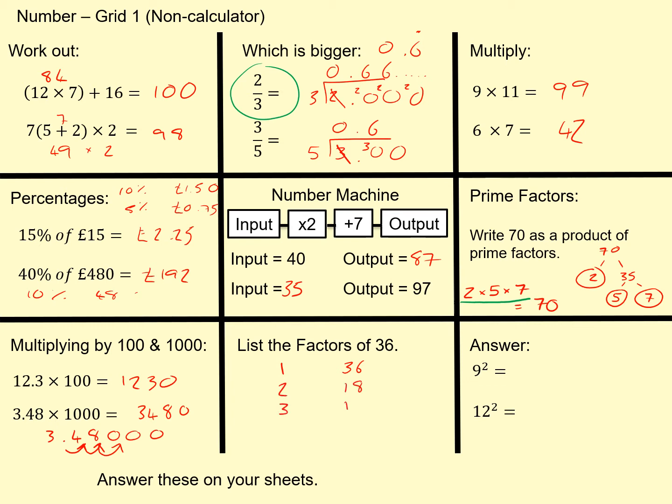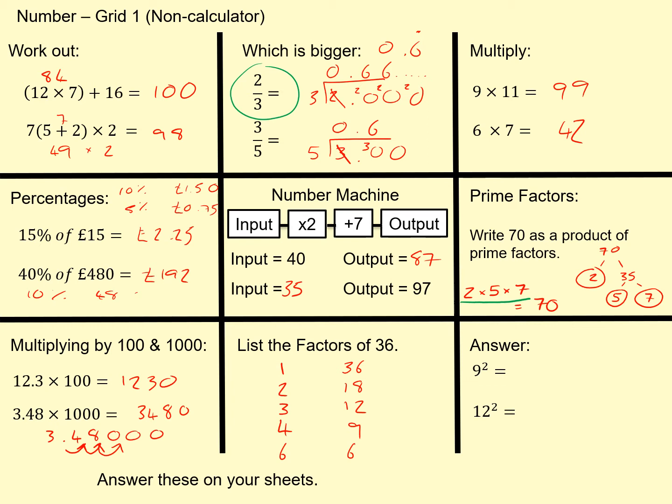3 goes in. 3 goes in 12 times. 4 goes in. 4 goes in 9 times. 5 doesn't go in, but 6 does. It's 6 times 6. Don't necessarily need to list it twice, but I will just so we can see them all listed as factor pairs. 7 doesn't go in. 8 doesn't go in, and then we're back to 9. So that's all the factors.